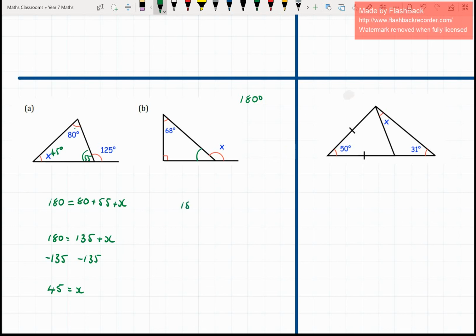I know that 180... because I've got a 90-degree angle here. Sorry, that is wrong. 180 equals 90 plus 68, because I know that, and I don't know this one. So let's just call this one y, so plus y. We know that all of those three angles added together will give us 180. So I take my 90 and my 68 and add them together to give me 158 plus y. And what do I do? I just minus away 158 from both sides.